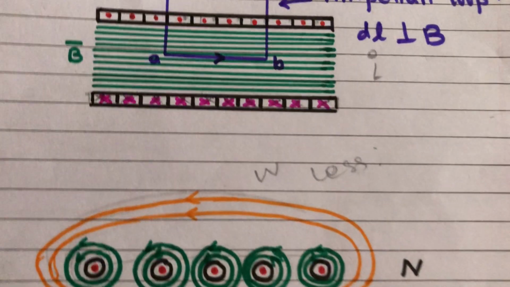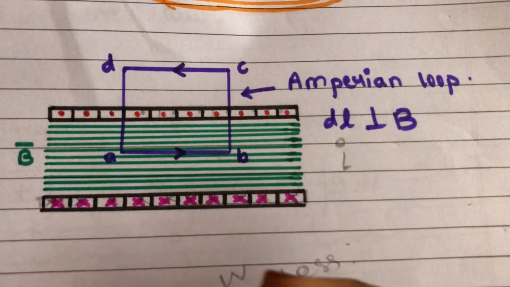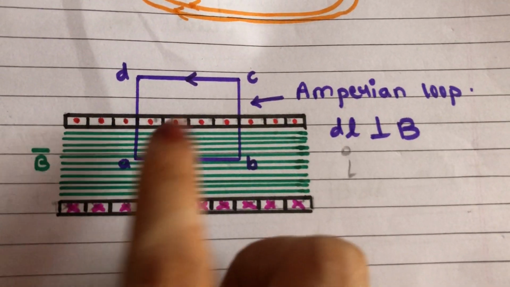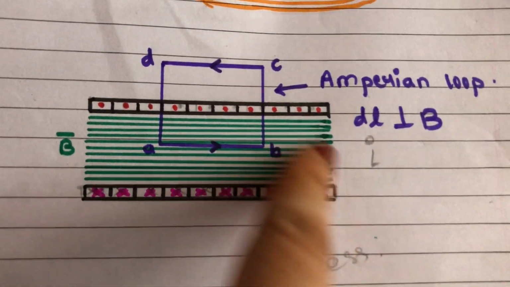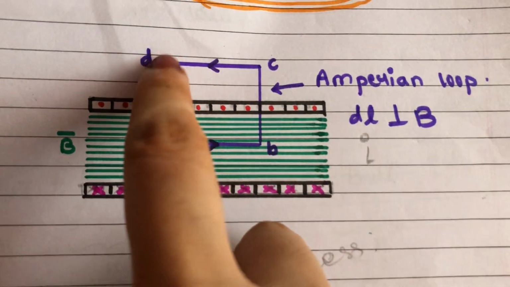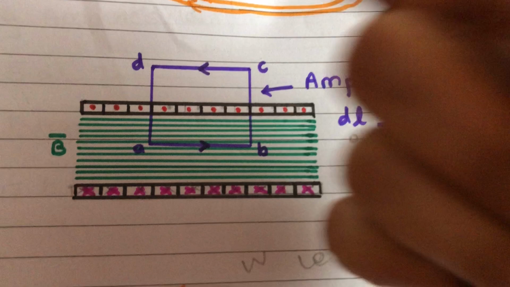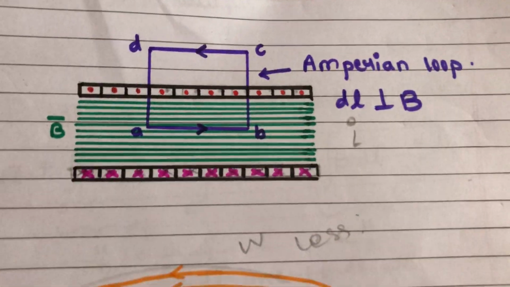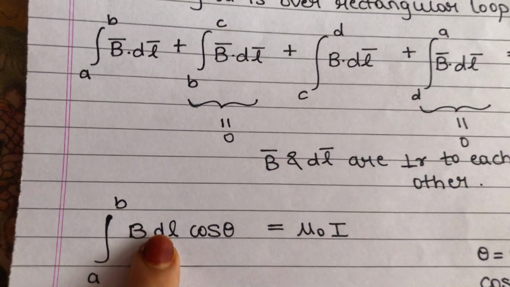Let's see for CD. CD is outside the wire, it is outside my solenoid. So I will not consider CD, because I just want to find the magnetic field inside my solenoid. So this also is not under consideration. Only AB is under consideration, which is inside my solenoid. So let's come to AB.